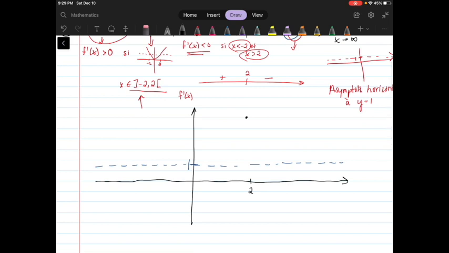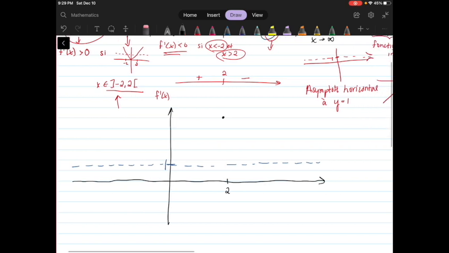So we know that's a point max. And then what do we know? We know that at the end it's going to tend vers 1, right? Because this is 1. So we can just finish it.